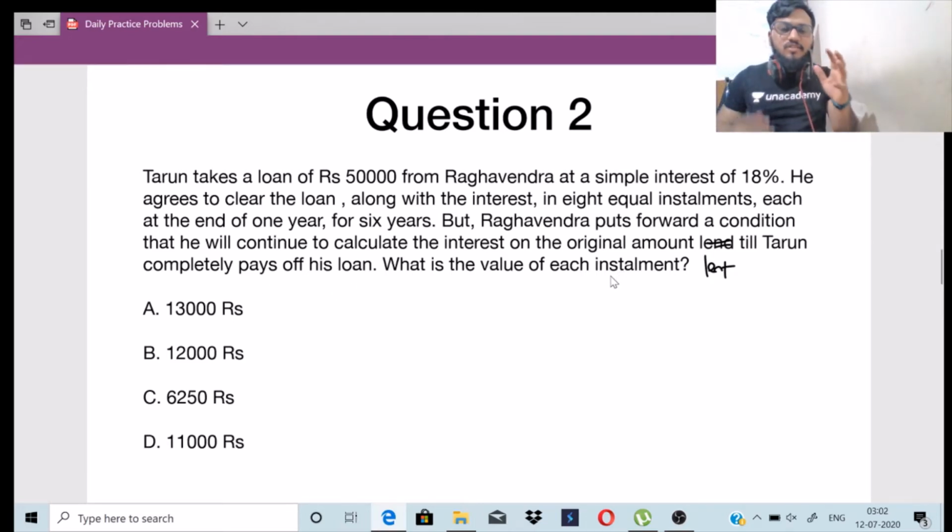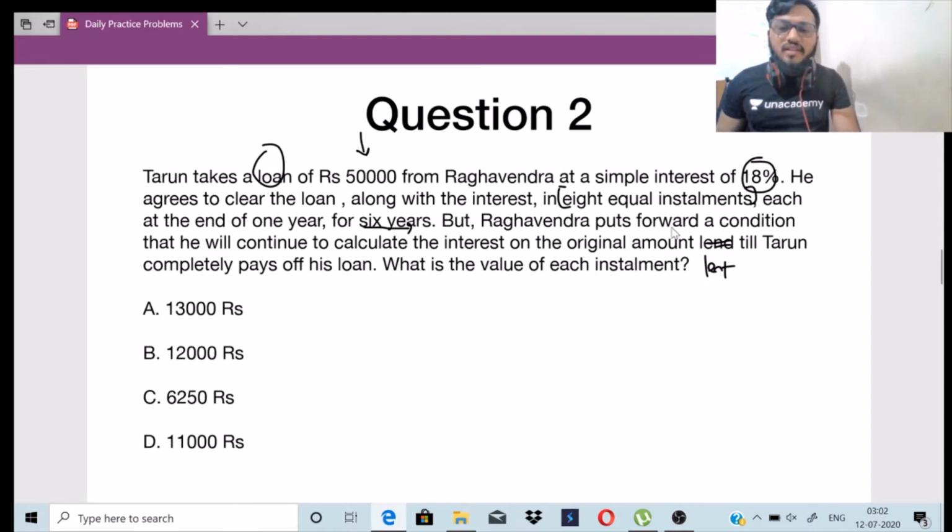Tarun is basically taking a loan, right? He's taking a loan of how much? Rupees 50,000 from Raghavendra at a simple interest of 18%. He agrees to clear the loan along with the interest in 8 equal installments, each at the end of 1 year for 6 years. For 6 years continuously he'll keep on doing this.